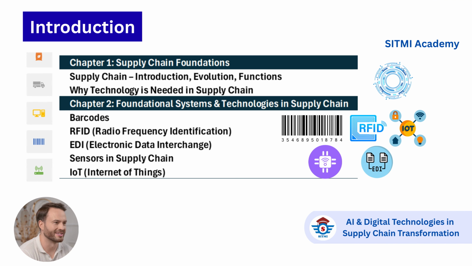In the first chapter, we will go back to the roots. We will talk about how supply chains evolved, why technology became necessary, and the role of basic tools like barcodes, RFID tags, and electronic data interchange. These may look simple today, but they saved businesses millions of hours and are still the backbone of modern operations. We will also see how sensors and IoT devices brought in real-time visibility, something every company now depends on.